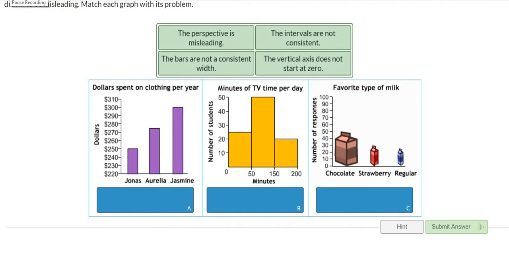Landon, what'd you see? The vertical axis doesn't start at 0. They started at where? 220. Can we start at 220? No. So we're going to write for the first one, the vertical axis does not start at 0. You already wrote it? Sure.